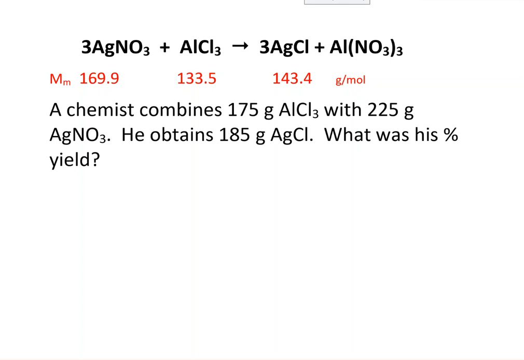This is a stoichiometry problem because I can see that I'm dealing with the amounts of reactants and products. I'm going to start looking at my numbers and sorting them out. I have an amount of aluminum chloride that is reacting, or being used. I shouldn't say it's all reacting. It may not all react, depending on if it's the limiting or excess reagent. I also have an amount of silver nitrate.